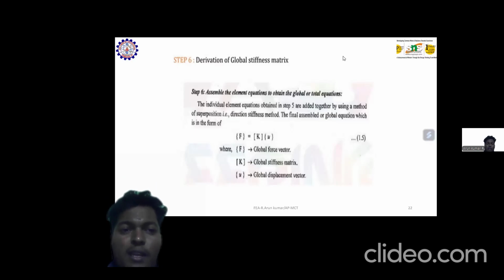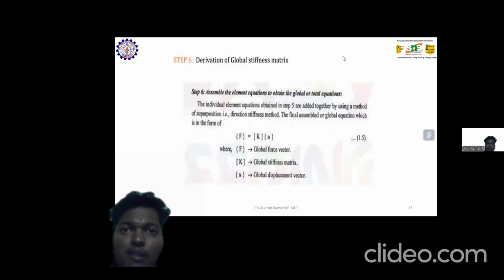Good morning. The next step is to derive the global stiffness matrix. Step 6 is the assembly of the element equations to obtain the global or total equation. The individual element equations obtained in the fifth step are added together using the method of superposition. So how many elements do you have to derive?